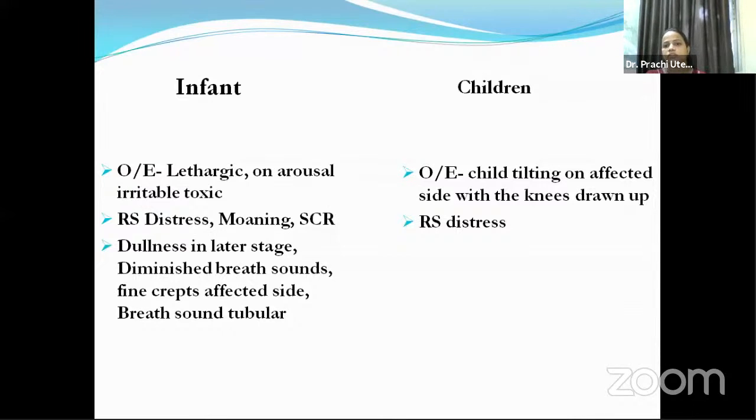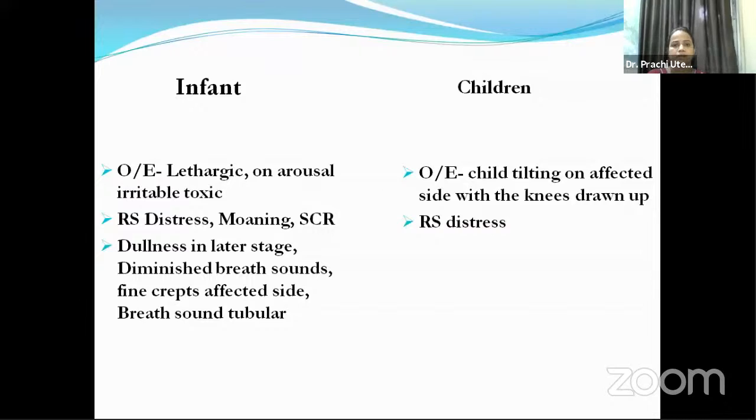And here you see the older child. Usually he is tilting to the affected side with the knees drawn up. You may notice rigidity in the neck, and sometimes we get confused between neck rigidity and meningitis. So we need to see whether it is actual pneumonia or meningitis also.